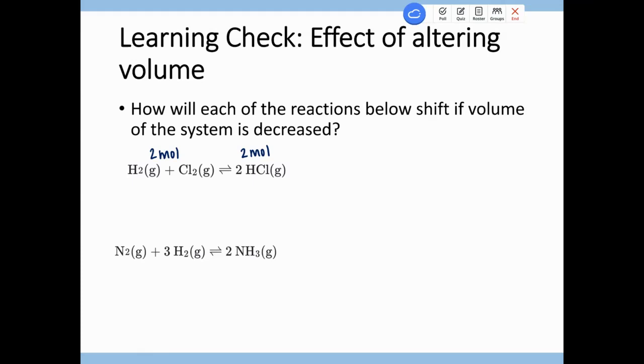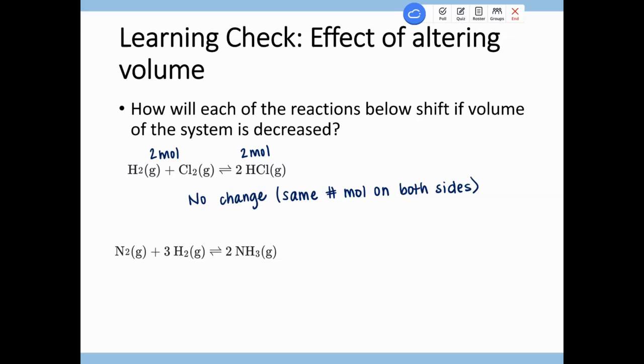When volume is decreased, the reaction tends toward the side with the lower number of moles. But in this case, there is no side with a lower number of moles. So decreasing the volume will not shift the equilibrium. So this one has no change. We got the same number of moles on both sides, so no change.